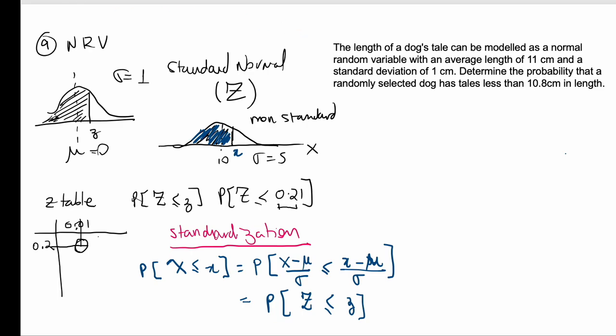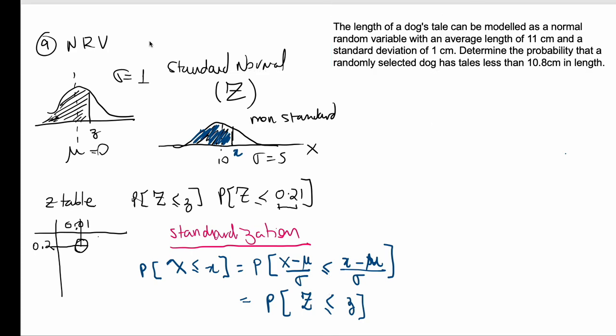And here's the exercise. The length of a dog's tail can be modeled as a normal random variable with an average length of 11 and a standard deviation of 1. Okay? So obviously this is not a standard normal because it has mean 11 and a standard deviation of, oh, of 1, sorry. Of 1. Meaning that most dogs have a tail around 11.